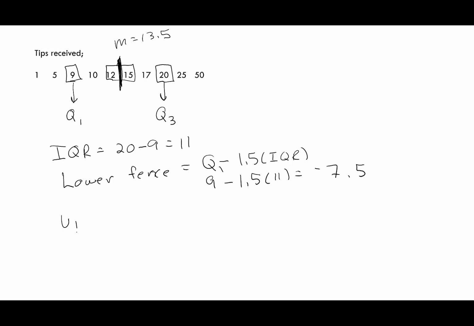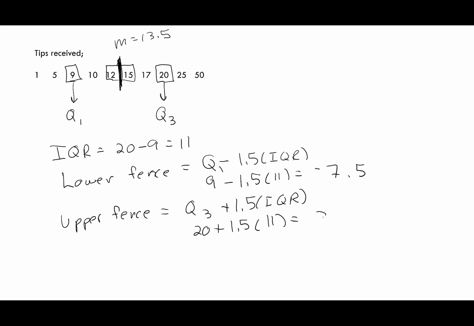Let's go to the upper fence. The upper fence says you're going to take Q3, but this time you're going to add 1.5 times the IQR. So Q3 was 20. I have 1.5, and then my IQR was 11. So let's do 20 plus 1.5 times 11. This gives me 36.5.